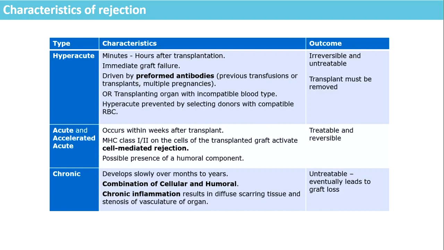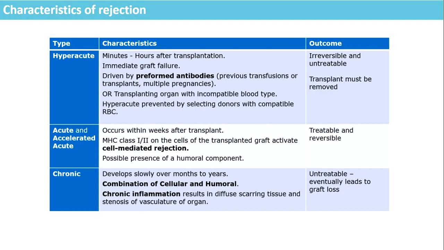As I mentioned, hyperacute is very quick, minutes to hours, and it results in immediate graft failure, and it tends to be irreversible and untreatable, so you really need to remove the graft if this happens. It's down to preformed antibodies, either from a previous transplant or a transfusion, or in some cases, pregnancies. We then have acute and accelerated acute, which typically will occur within a couple of weeks. This is due to MHC class 1 and MHC class 2 activating the cell-mediated rejection. So we have this T cell component going on here. This is treatable and is reversible, so it can be managed with immunotherapy.